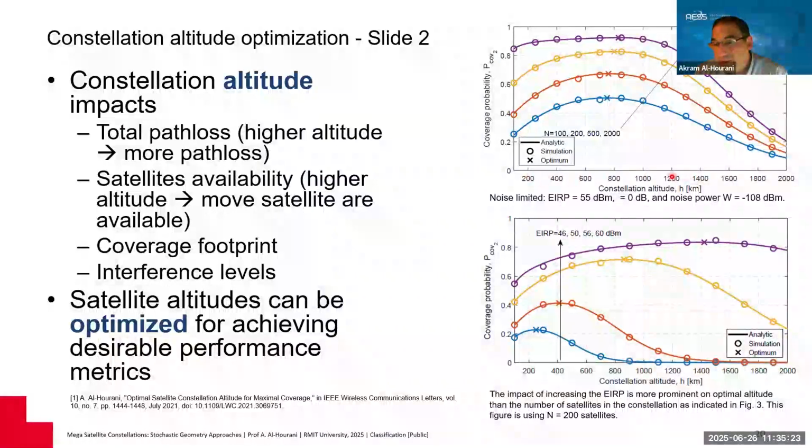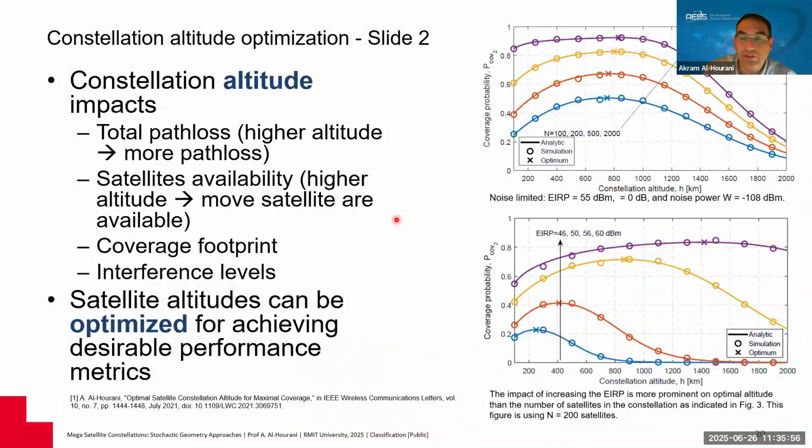You can see in this figure, the x-axis is the altitude and the y-axis is the probability of coverage. For a given number of satellites, let's take the yellow line, where my constellation has 500 satellites, there is an optimal point in this particular example, at an altitude of about 800 kilometers, which will provide the best coverage for the users. Now, again, all these parameters are interlinked. I can change the altitude here, I can change the EIRP, and I get a different optimal point.